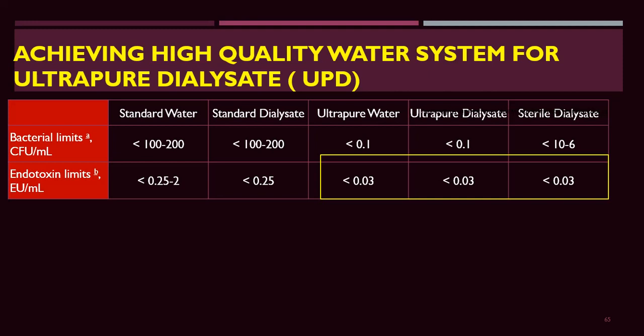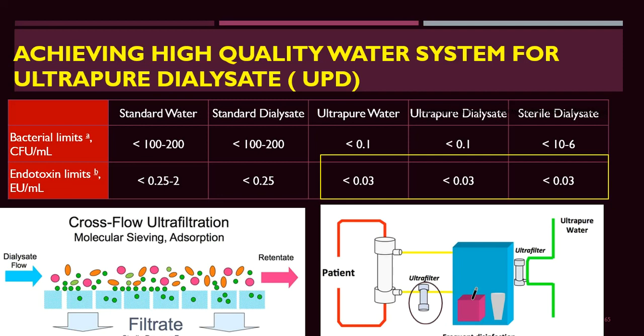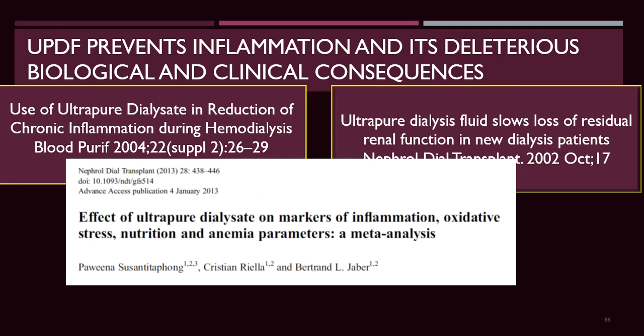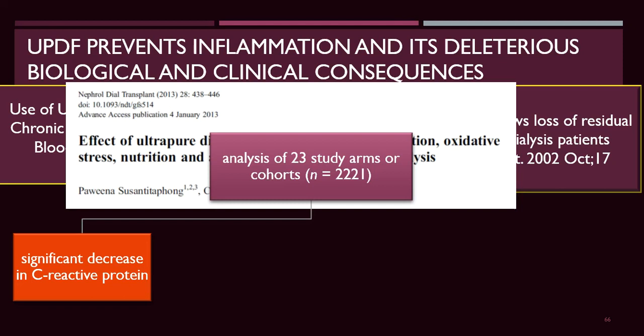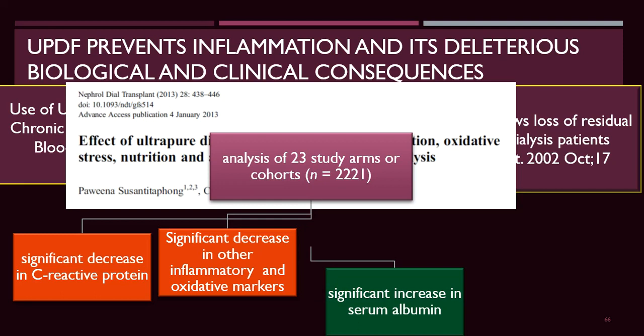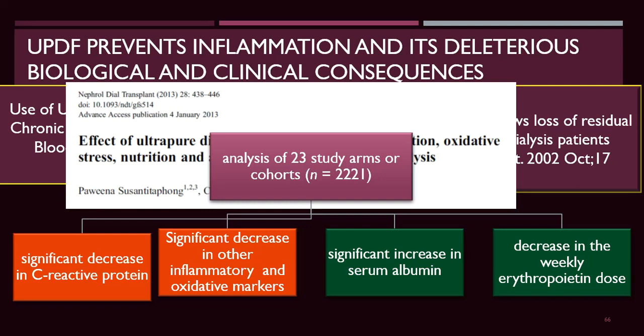Endotoxin level should be below 0.03 EU per mL. Use endotoxin filters, one or two, to remove endotoxin from the dialysate. There are a lot of clinical outcome publications on the effect of ultrapure dialysate on markers of inflammation: a decrease in C-reactive protein, a decrease in other inflammatory and oxidative markers, a significant increase in serum albumin, and a decrease in the weekly erythropoietin dose.